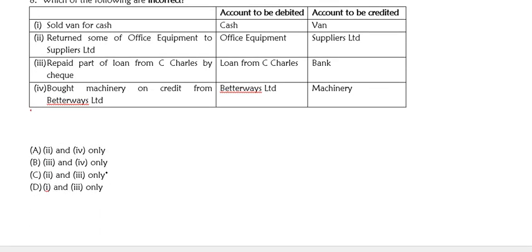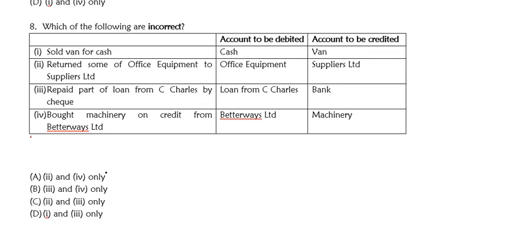Which of the following are incorrect? So demand for cash, debit, cash, account to be debited is cash. Yes, that is correct, because when you receive cash, your cash account should be debited. Account to be credited, van. Yes, your van account reduces. Return some of the office equipment to suppliers limited. When you return some of the office equipment to the suppliers, of course you have to credit the office equipment, and then you debit the supplier's account. So this is wrong.